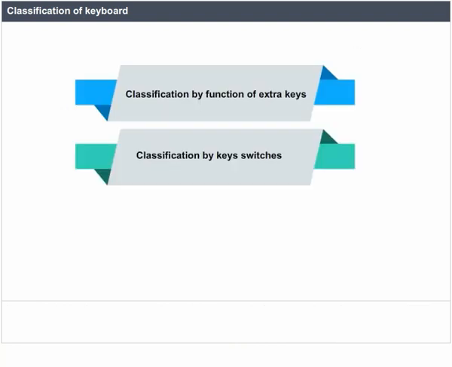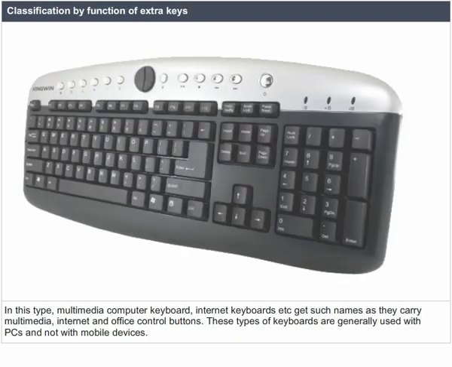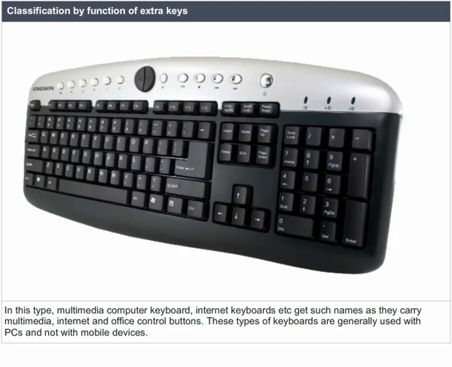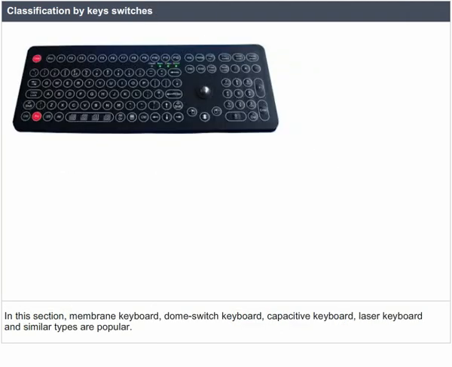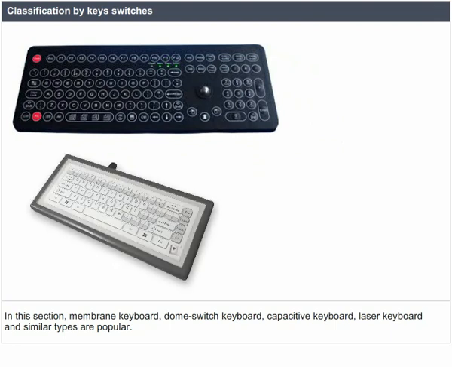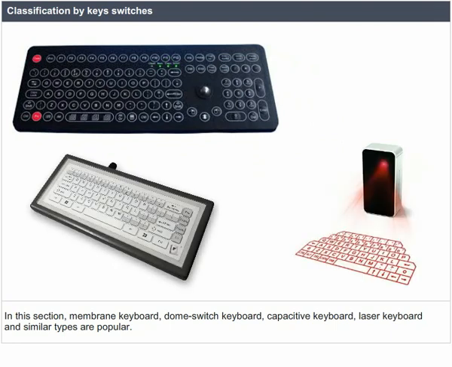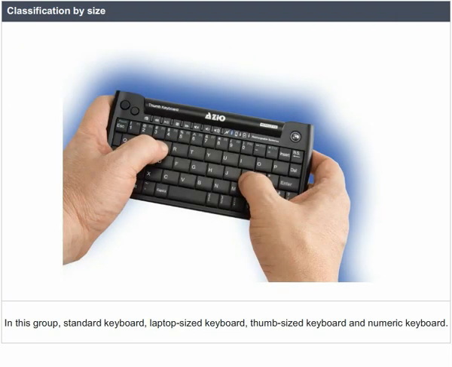Classification by function of extra keys. In this type, multimedia computer keyboard, internet keyboards, etc. get such names as they carry multimedia, internet, and office control buttons. These types of keyboards are generally used with PCs and not with mobile devices. Classification by key switches. In this section, membrane keyboard, dome switch keyboard, capacitive keyboard, laser keyboard, and similar types are popular. Classification by size. In this group, we have standard keyboard, laptop size keyboard, thumb size keyboard, and numeric keyboard.